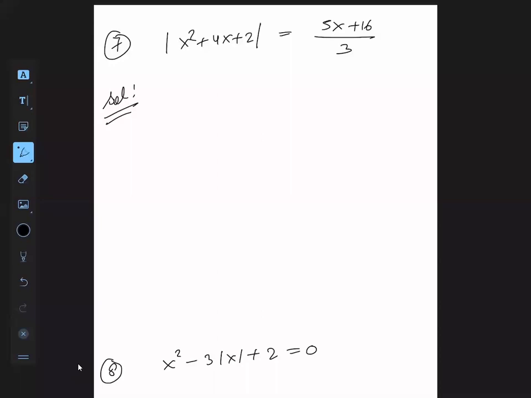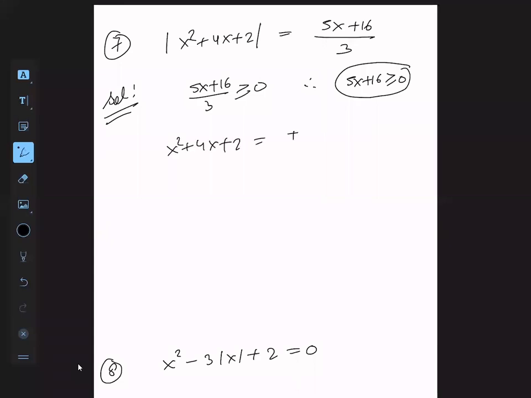So RHS is 5x plus 16 by 3. This must be greater than or equal to 0. So whatever comes out after solving, whatever may be the value of x, it must satisfy 5x plus 16 greater than or equal to 0. Now solve this. Remove modulus, then this is equal to plus or minus 5x plus 16 by 3.